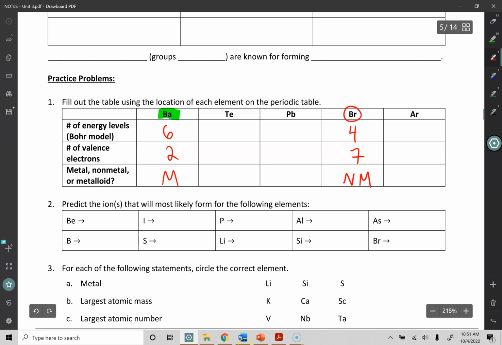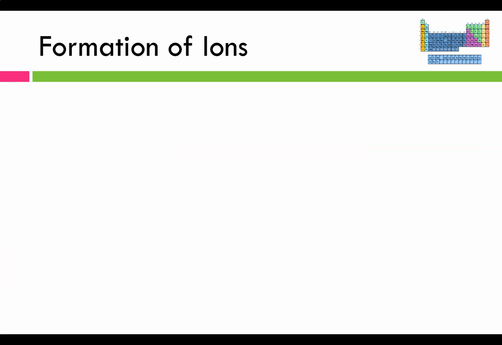All right, let's get back to the notes. I want to take a little time to talk about the formation of ions. If you recall, ions are atoms that have either lost or gained electrons and now have a charge.